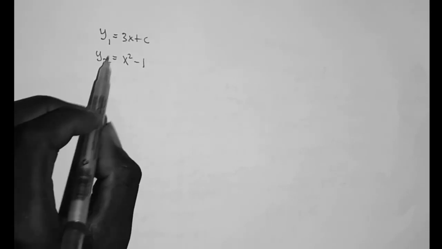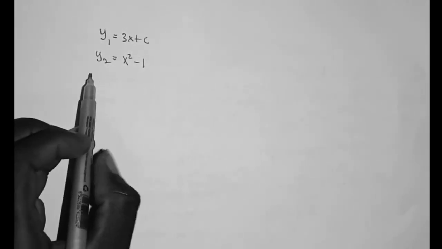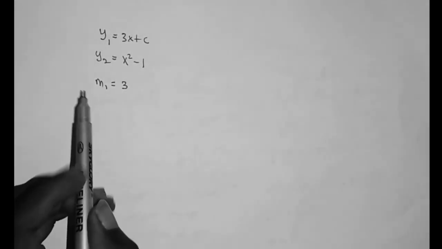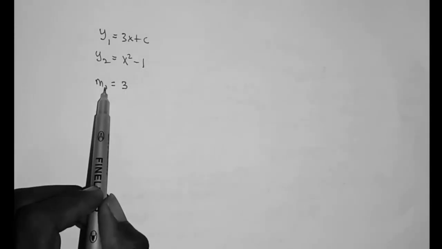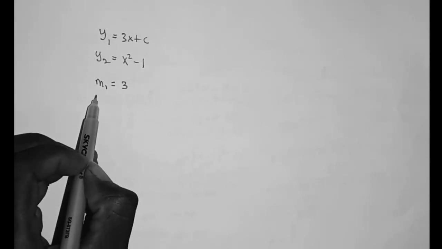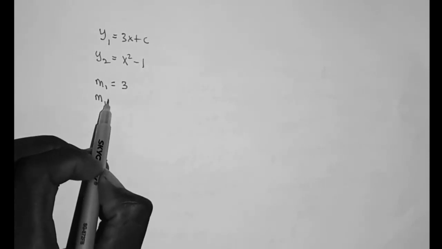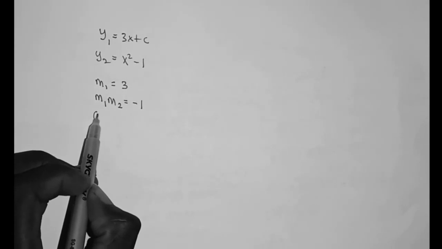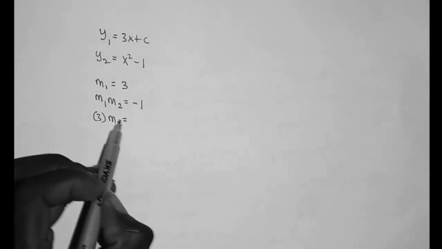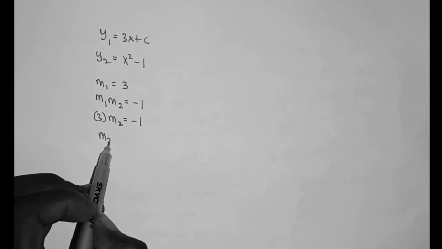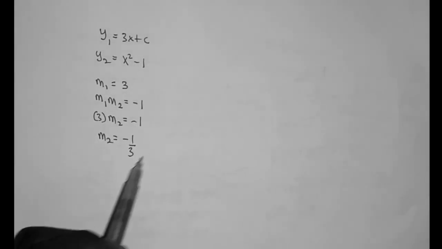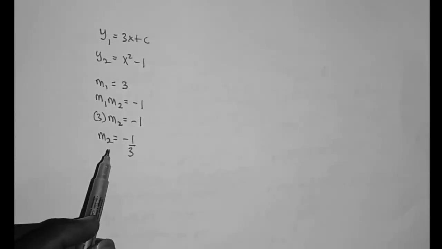So let's take this line, y1 equals 3x plus c. What is the gradient m1? It is just 3. So let's find the gradient of m2 from this gradient of m1. But the question says they are perpendicular. So since they are perpendicular, their product m1 times m2 should give minus 1. So m1 is 3 times m2 is equal to minus 1. So m2 is equal to minus 1 over 3. So the gradient of m2 is minus 1 over 3.